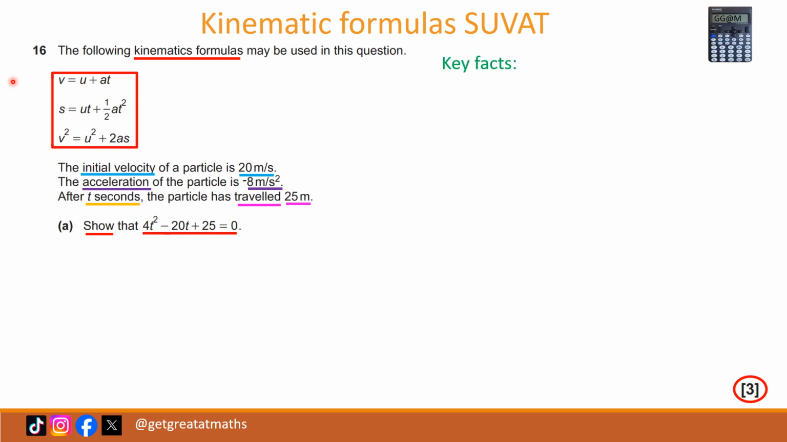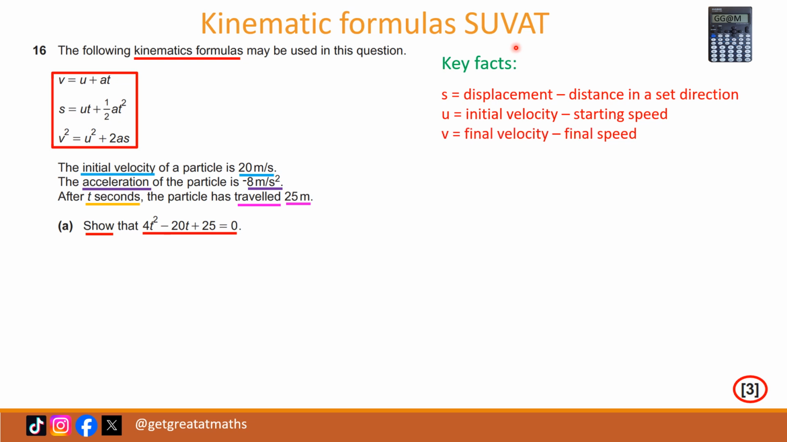Now the key facts that you need to know for this question are the letters in the SUVAT equation up here. S stands for displacement, which is the distance in a set direction. The second letter is U, which is your initial velocity or your starting speed. How fast is the object moving initially? V is the next letter, which is your final velocity, which is the final speed. So how fast are you going at the end? The A stands for the acceleration. So how quickly is it speeding up? And the T stands for time.